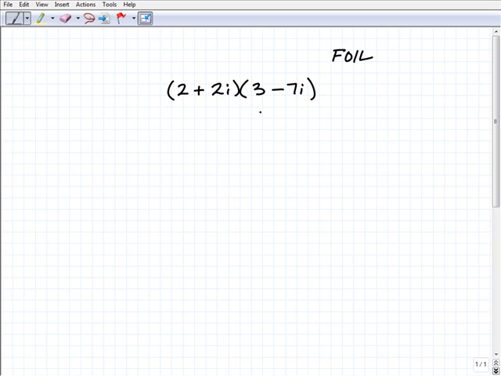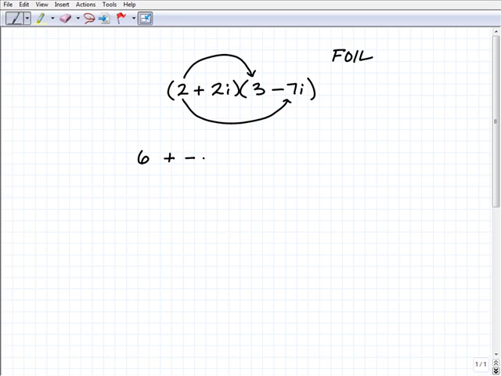Let me go ahead and get going, and we'll start with the first. This is going to be the first term of each number. So 2 times 3 is 6. I'm going to write that here. And then we'll add that to the outer. So that'll be 2 times a negative 7i, so we'll add that to a negative 14i.